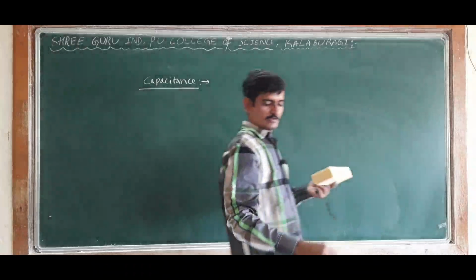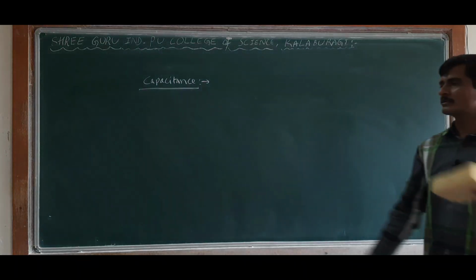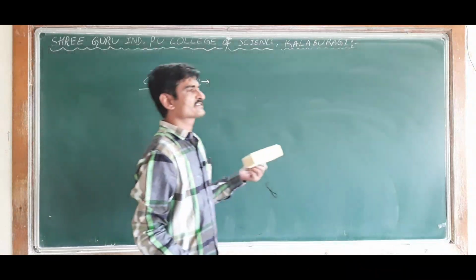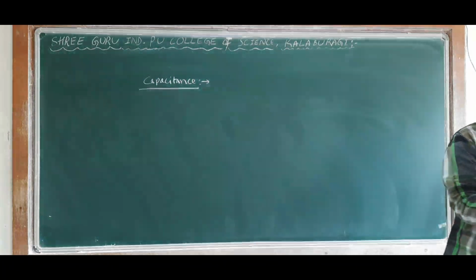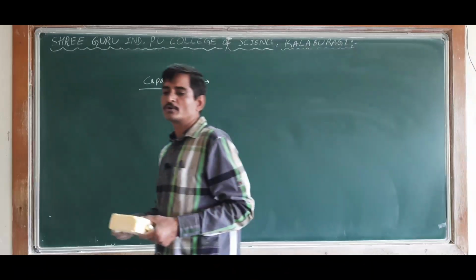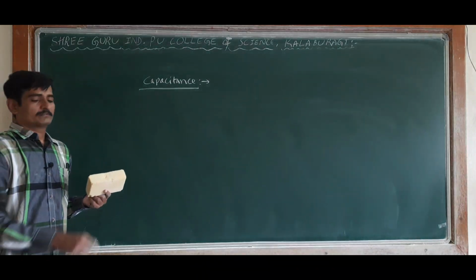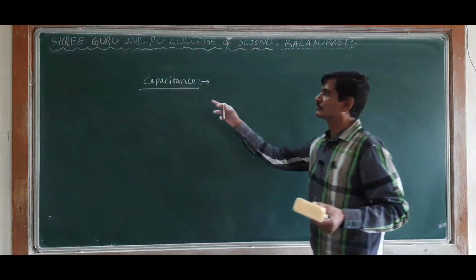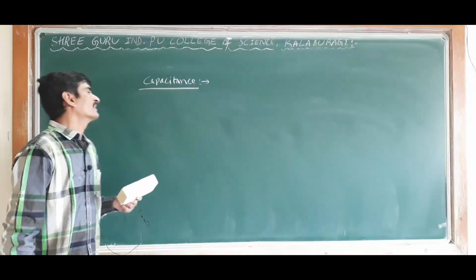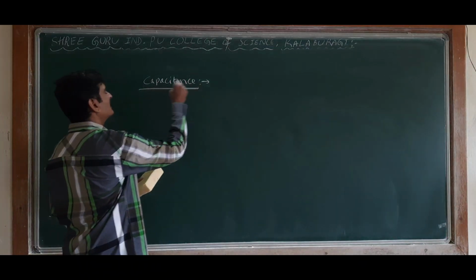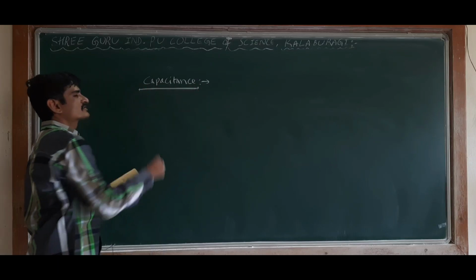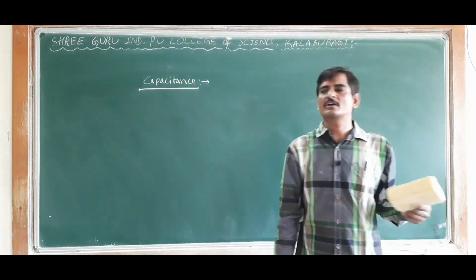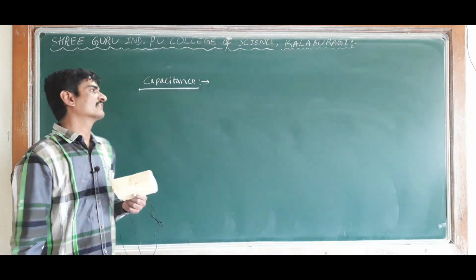Capacitance. Okay. So now, so far we have understood about the charge. Now, how do we store the charge? We want to store a large amount of charge on a device or on a plate. That device used to store the charge is called a capacitor. And capacitance is the ability of a conductor to store the charge or energy. The ability of a conductor to store the charge or energy is called the capacitance of a conductor.